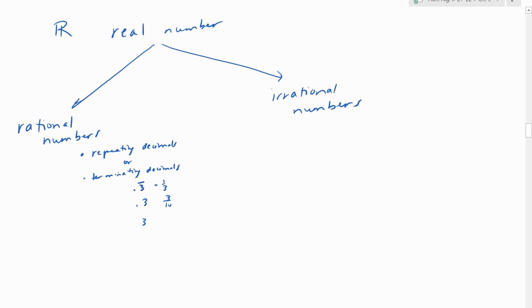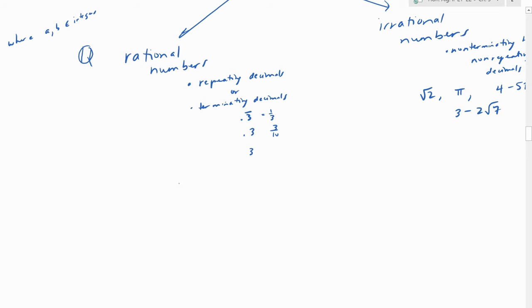Okay, irrational numbers are numbers that aren't rational. So if you think of them as a decimal, they're non-terminating and non-repeating decimals. So the biggies are stuff like square root of 2, because if you turn that into a decimal, it would go on forever and it would never repeat a pattern. Anything with pi in it, or 4 minus 5 pi, or 3 minus 2 times the square root of 7. These are all irrational numbers. Now, if it's an irrational number, that's it. We stop categorizing. If it's a rational number, though, we keep going.